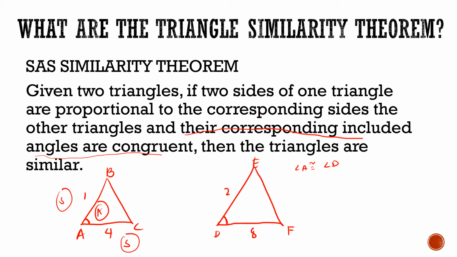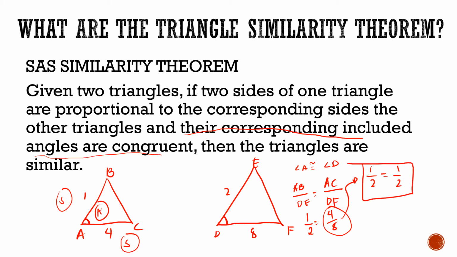Remember that the sides of these two given triangles should be proportional. So we can say that side AB over side DE is equal to side AC over side DF. Let's substitute the given values: 1 over 2 is equal to 4 over 8. Now let's get the lowest term of 4 over 8. 1 half will simply remain 1 half, and 4 over 8 is equal to 1 half. Since they are equal, therefore they are proportional.